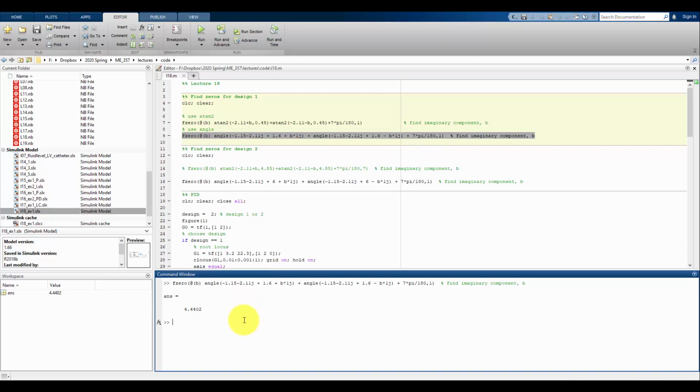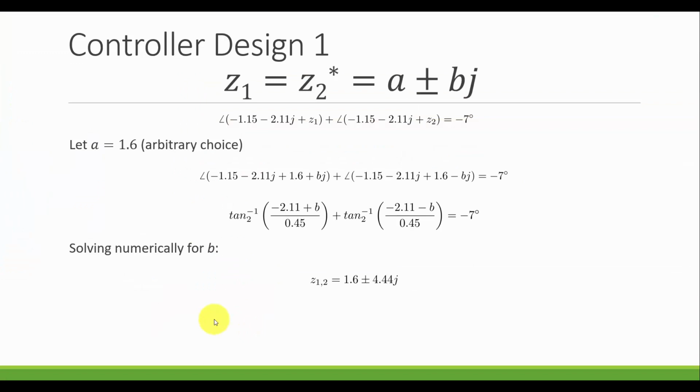expression true. So putting that value of b, the imaginary part of the 0, back in here, this tells me that the zeros I want for my controller are then 1.6 plus and minus 4.44j. And since the total angle added up to 180 when I put these zeros in, this ensures that my desired closed loop pole of -1.15 plus minus 2.11j will appear on the root locus.